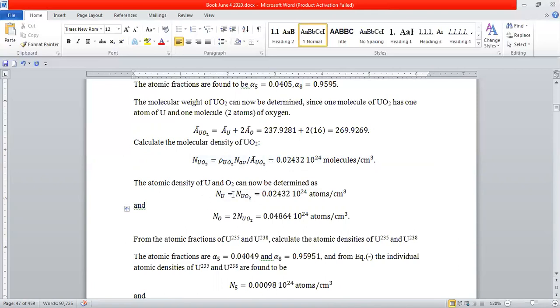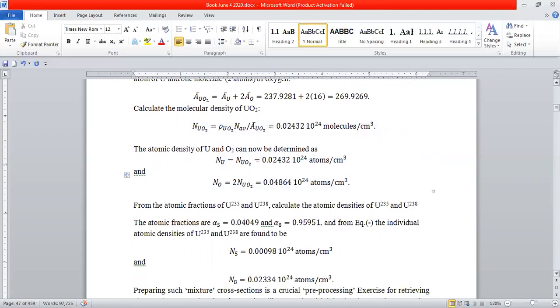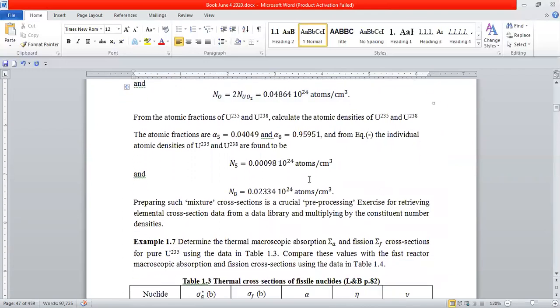Now, as I said before, look at the formula UO2. A molecule of UO2 has one U and two O's. So the number density of U is the same as the number density of the molecules because each molecule has one U, and each molecule has two O's, so that's going to be double that. So that is how we find the number densities of U and of U5 and U8.